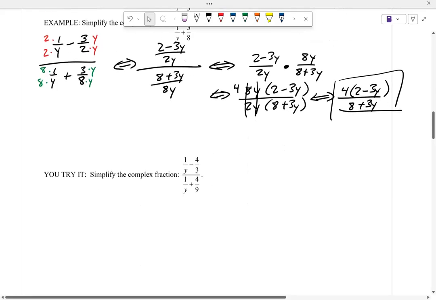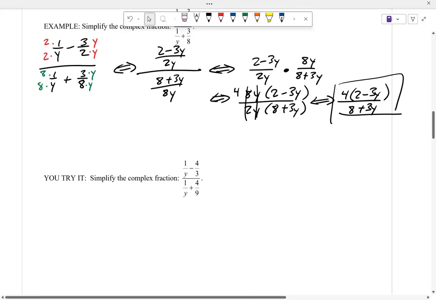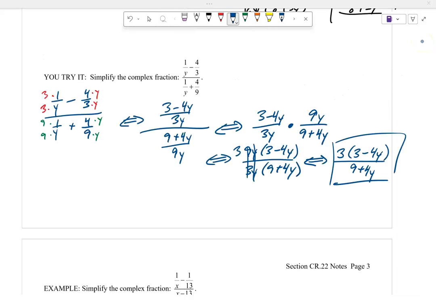You can go ahead and try this one. I'm going to pause the video. You can check your work on that. All right, you should end up with 3 times the quantity 3 minus 4y all over 9 plus 4y.